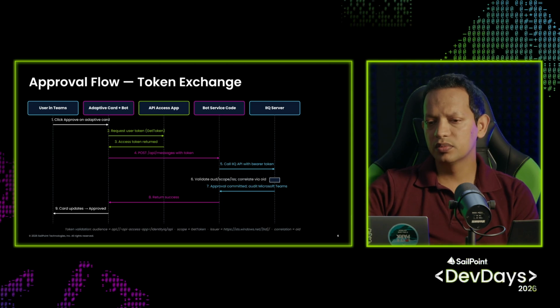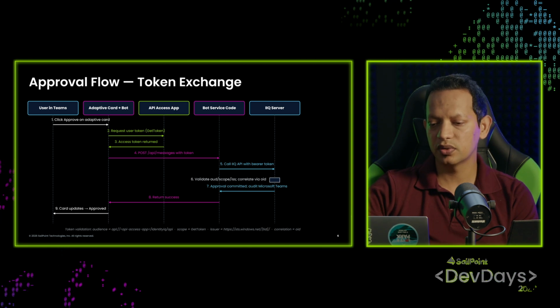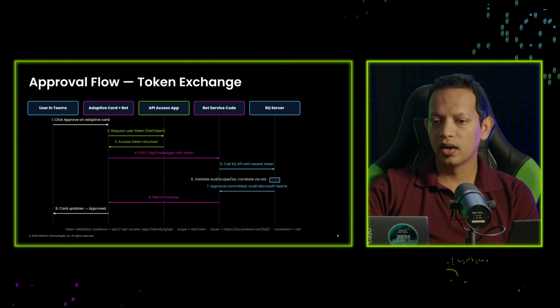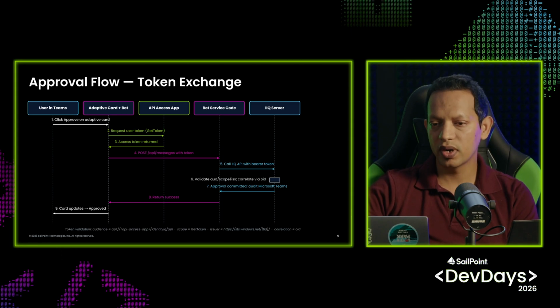Now, in terms of validating the token, IIQ does use scope in terms of what's the object ID. It doesn't use the email address because the email address for the user can change. So it does use the Azure object ID to correlate identity in IIQ. And if there's no matching identity, you will see a 401 error.